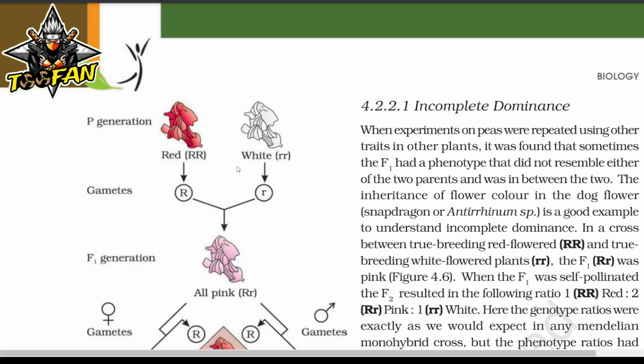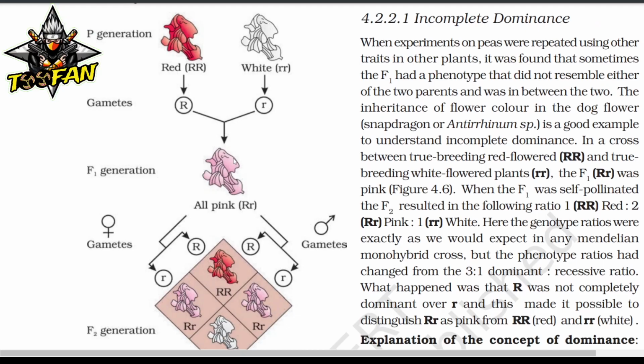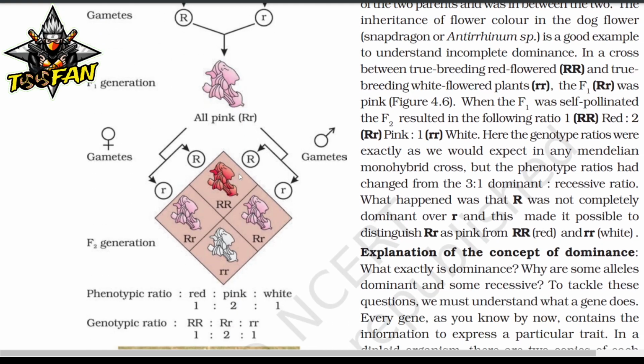Here the genotypic ratio was exactly as we expected in any Mendelian monohybrid cross, but the phenotypic ratio had changed from the 3:1 dominant to recessive ratio. What happens is that capital R was not completely dominant over small r, and so it is possible to distinguish pink from red and white.